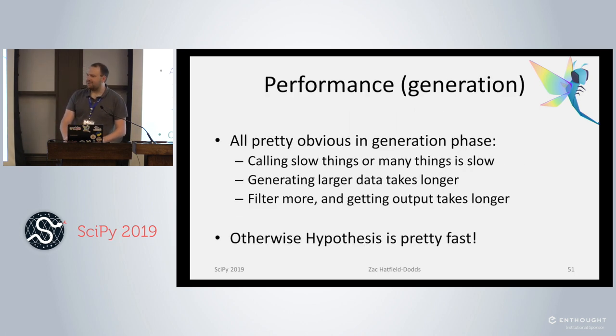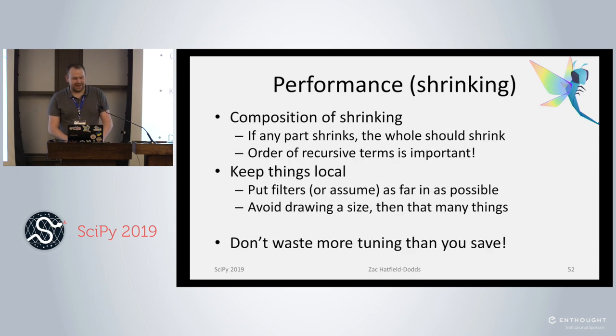In terms of how to make hypotheses generate data really quickly, to be honest, this is pretty obvious. If you call slow things, it's slower. If you call more things, that takes longer. If you generate more data, that also takes longer. And if you filter more, that is reject a higher proportion of your data, that takes longer too. Otherwise, things should be fast. In general there are no weird pathological performance corners, because when we notice those, we fix them. So if you do notice one, open an issue and we'll fix it.